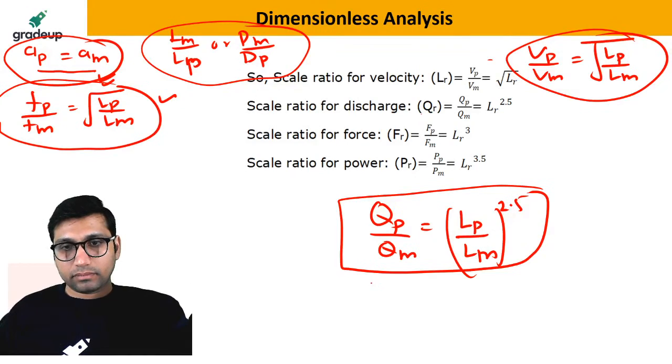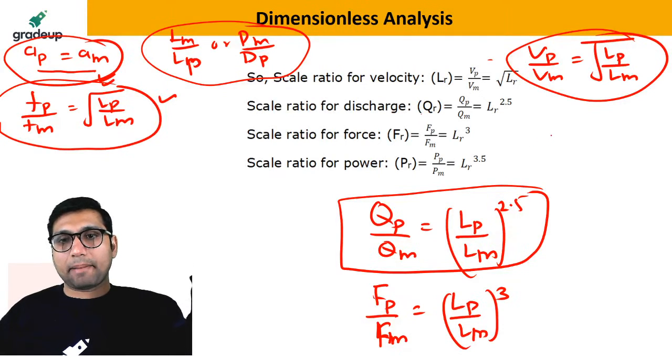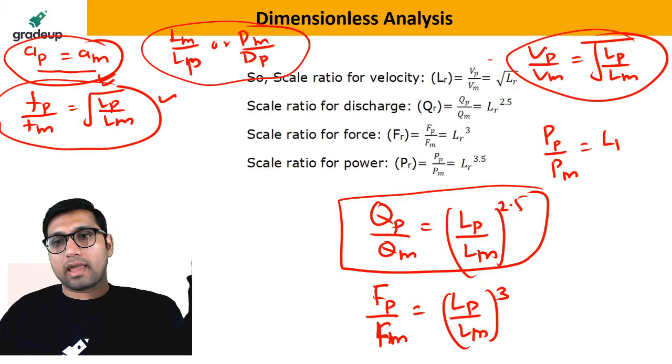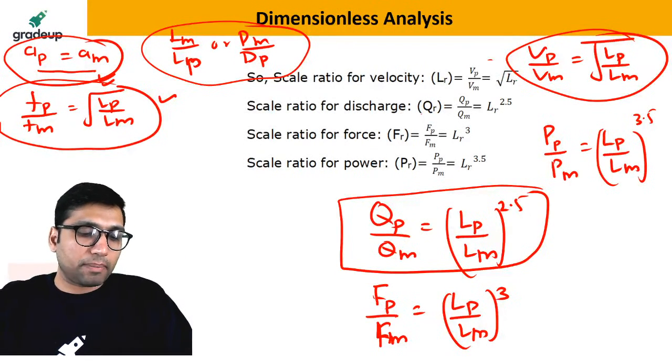Similarly, force of the prototype by force of the model is equal to Lp by Lm cubed, and the power of the prototype by power of the model will be equal to Lp by Lm to the power 3.5. So these are some important relations you have to remember, my dear students, for solving the problems.